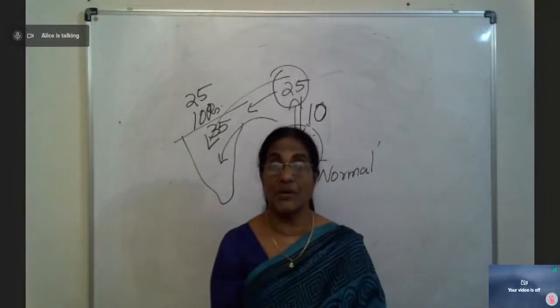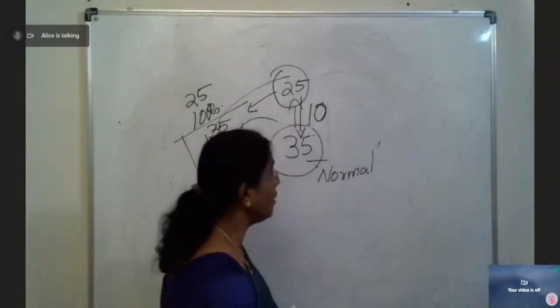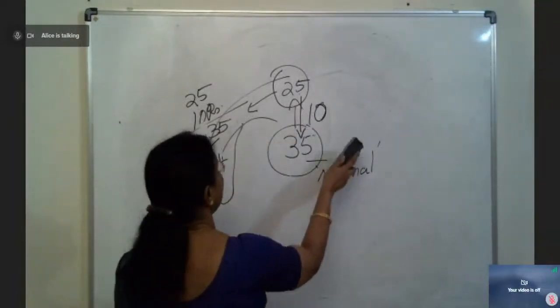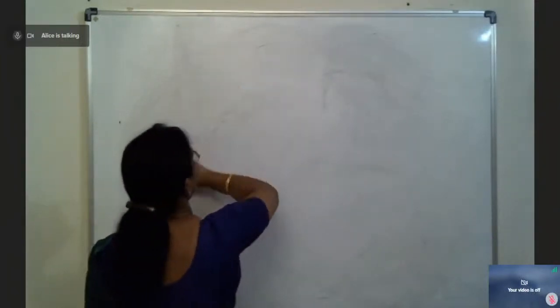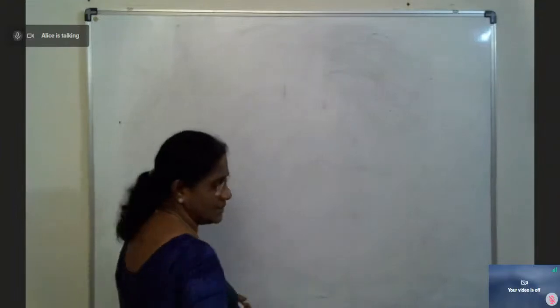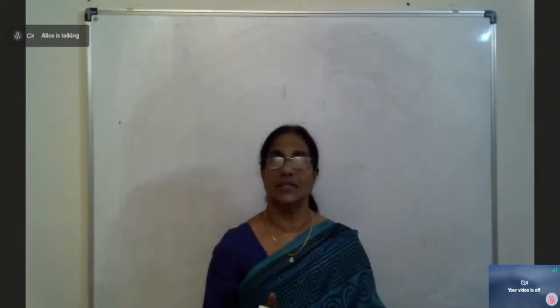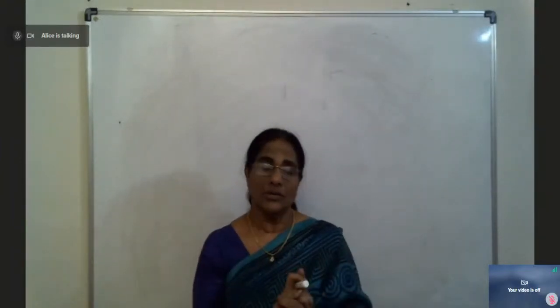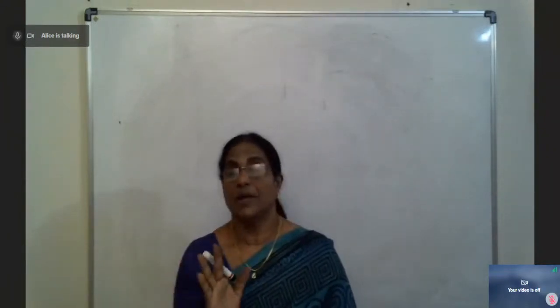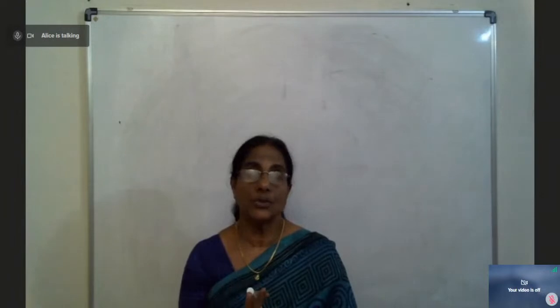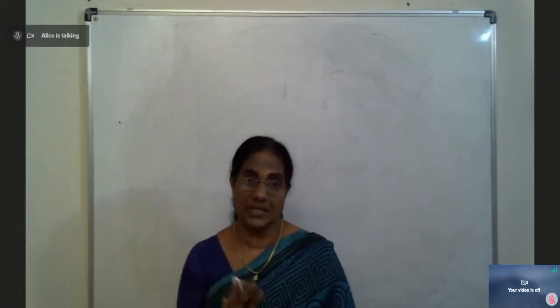Okay, I hope you remember with these numbers. 25 plus 10, they are trying to sell for 25, now charge 10 more, and that is the anti-dumping duty. When duty is charged, the price becomes more or less equal to the domestic price. I hope it is clear.